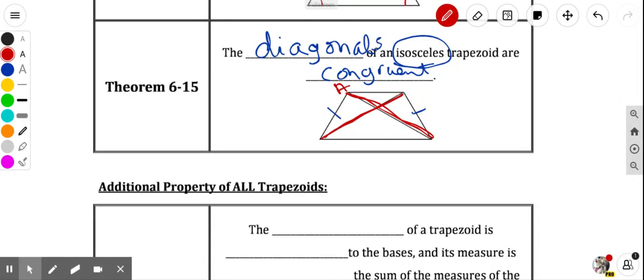So I'm just going to make up some letters here. It's supposed to be a B. So if I said that BD was 10, AC would also be 10. And so that's it. They don't cut each other in half or anything. They're just equal when it's an isosceles trapezoid.